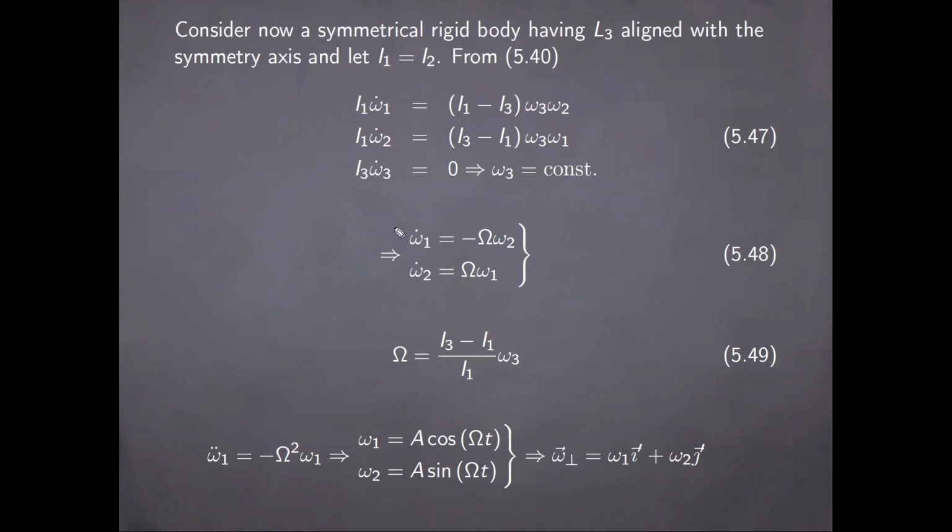Let's say we take the time derivative of the first one and use the second result to obtain the equation of a simple harmonic oscillator. And obviously the same works for the second equation. So the solutions will be of this form, and we conclude that the component of the angular velocity which is perpendicular to the symmetry axis has the form shown here.